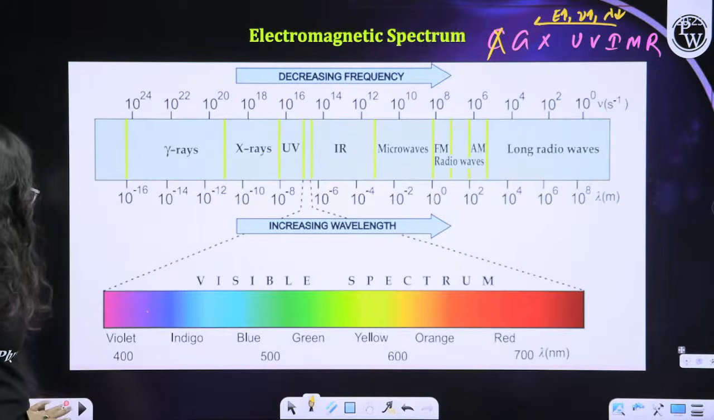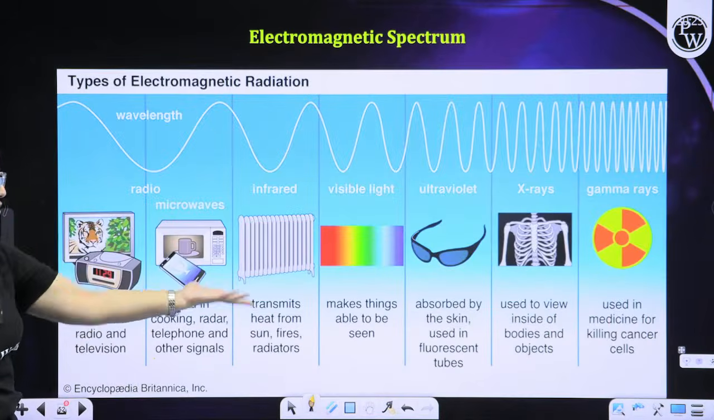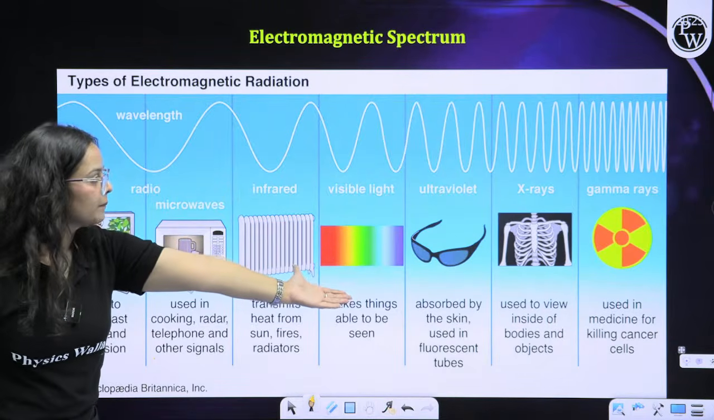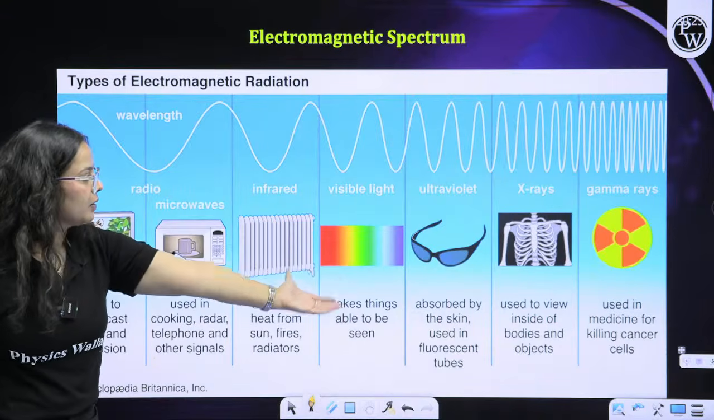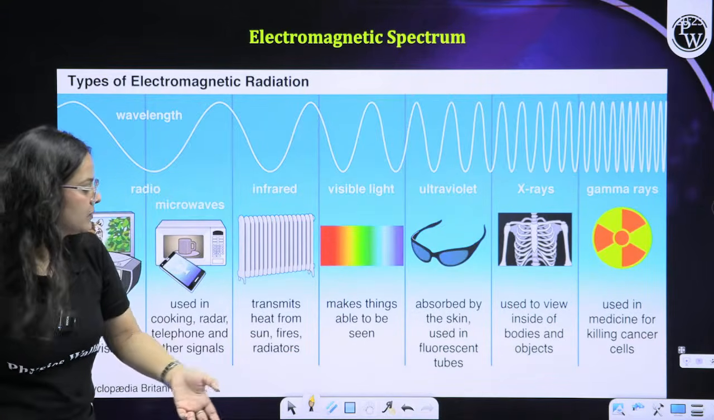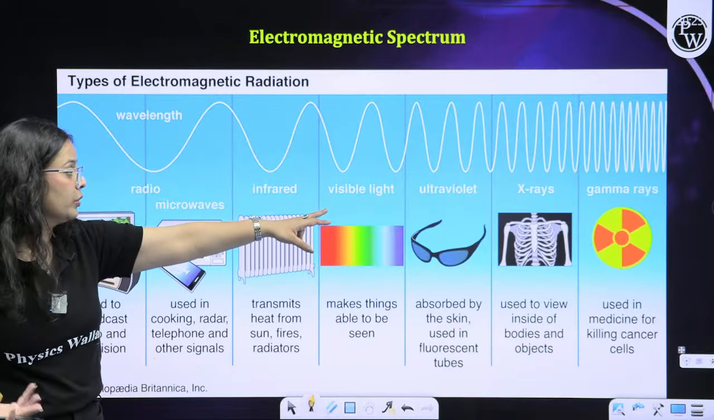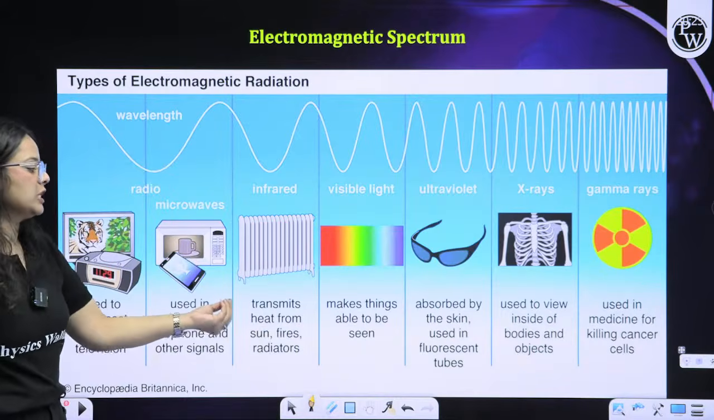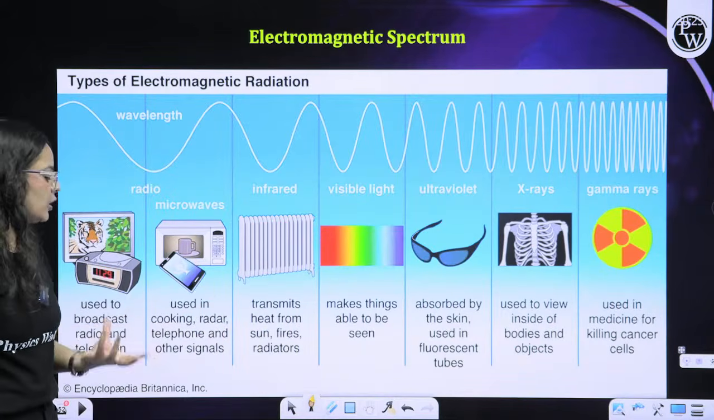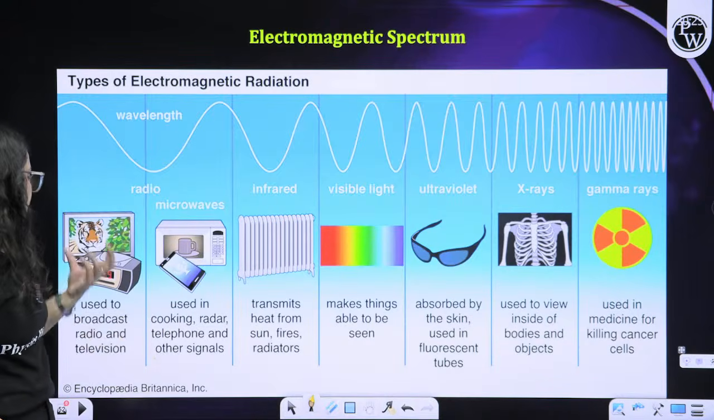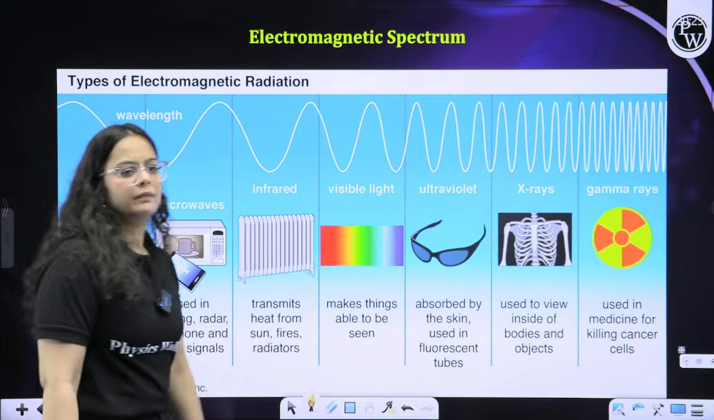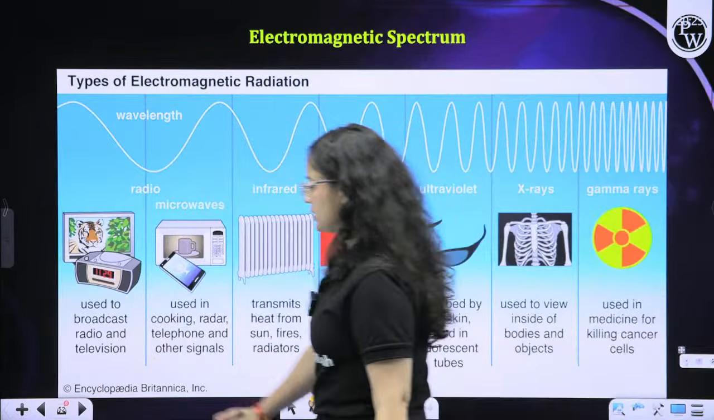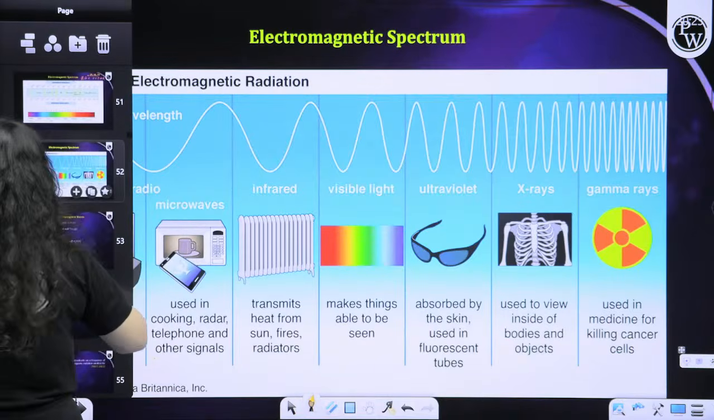So these are the rays and their different functions. Gamma rays are used for what purpose? For medicine, killing cancer cells, right? And X-rays are for body scanning. UV rays absorbed by the skin can cause cancer as well, and are a mutagen. Visible rays can be seen by our eyes. Infrared IR rays transmit heat from the sun and fires. Microwaves can be used for cooking, radars, TVs. Radio waves have their own applications for radio and televisions, right? So these are the different rays and their applications.